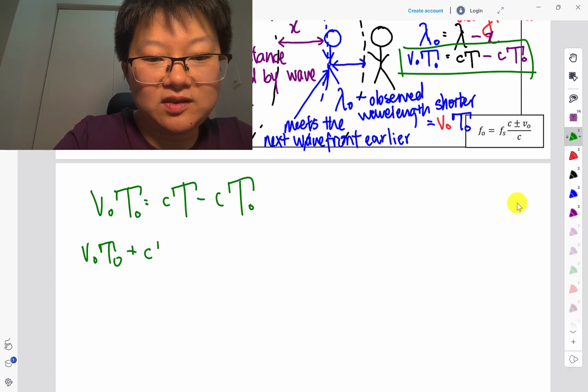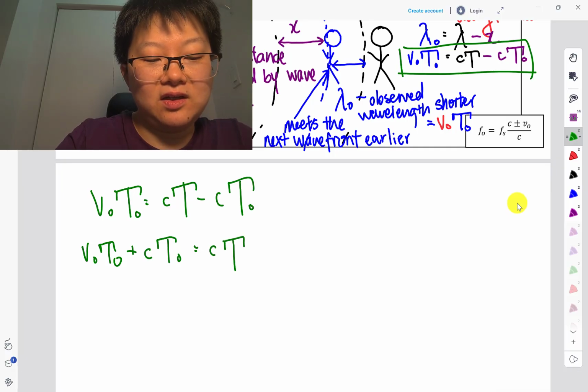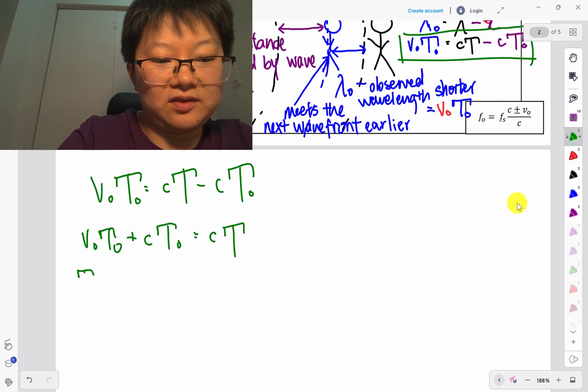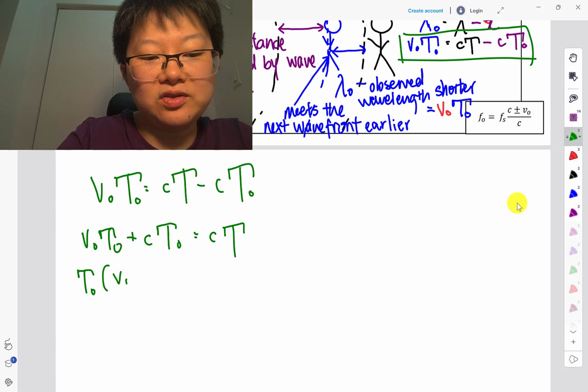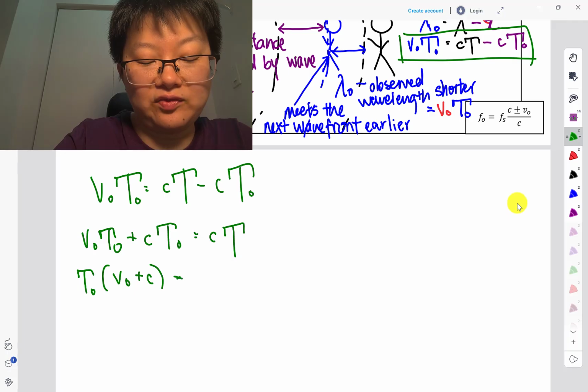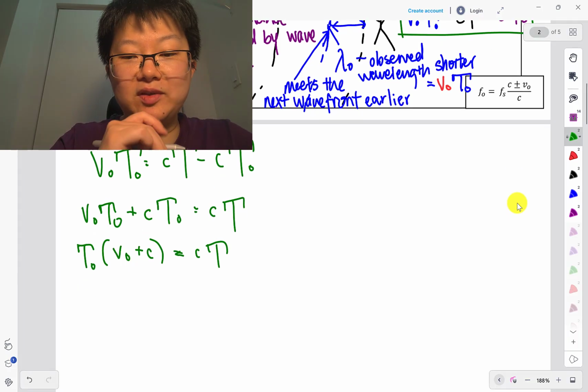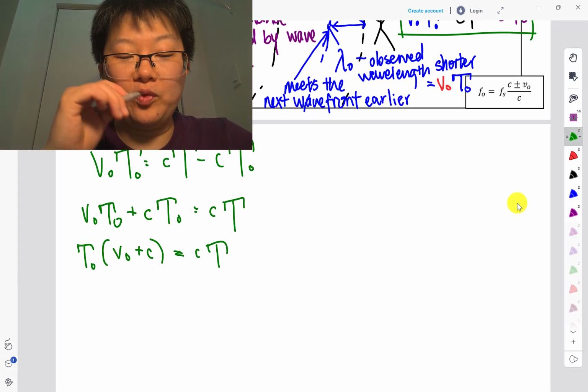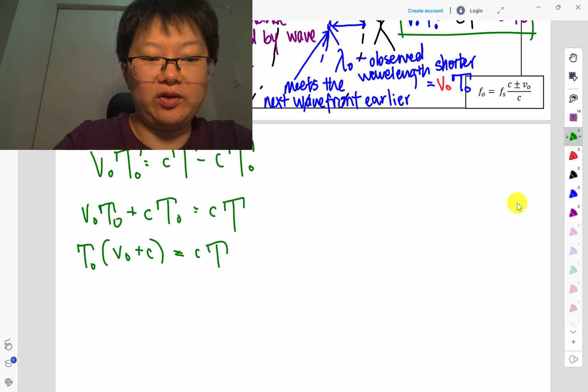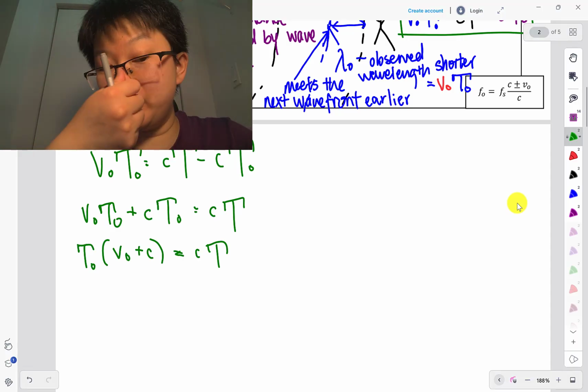That's going to be plus CT0 is equal to CT on this side. I'm going to put the T0s on the outside because we want to obtain the frequency instead of the period, of course. And we know frequency and period are linked together. So now that we have something that looks like this, we know the period is the inverse of frequency.